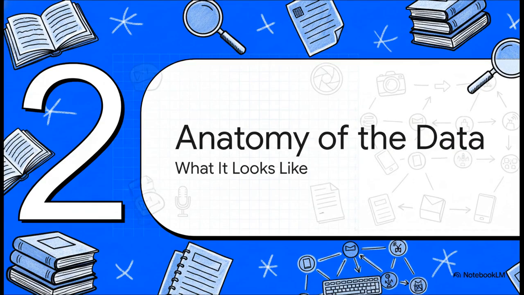Okay, that all sounds good in theory, right? A workbook, a library, but what does one of these things actually look like? What is the AI student really seeing? Let's dive in and take a look.